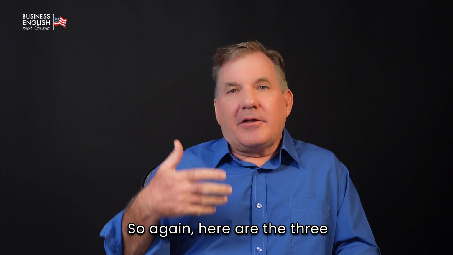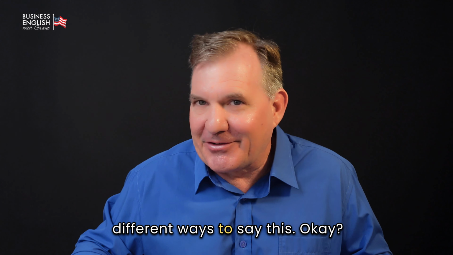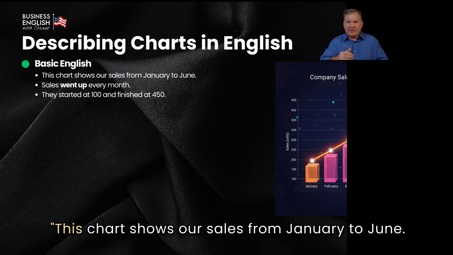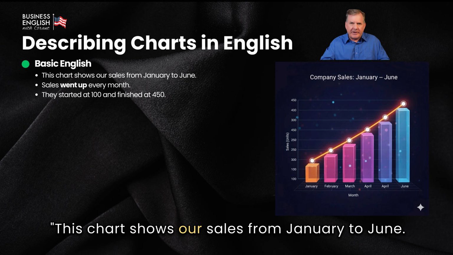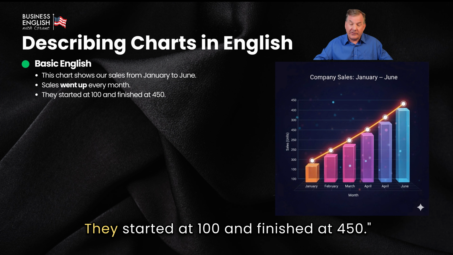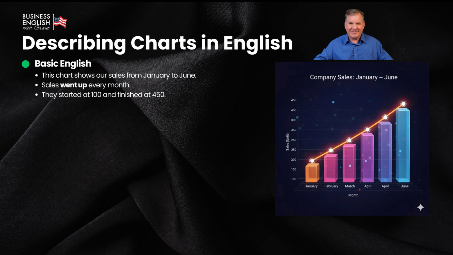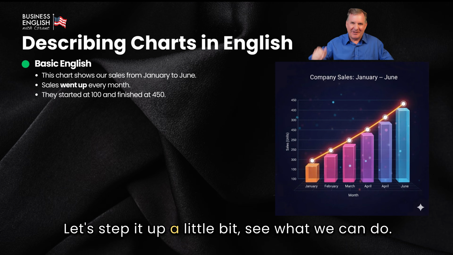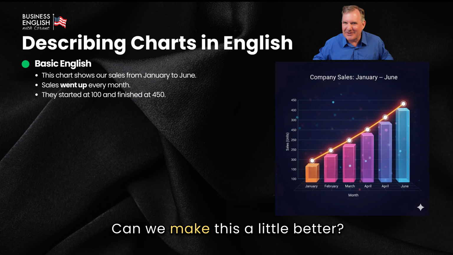So again, here are the 3 different ways to say this, okay? This chart shows our sales from January to June. Sales went up every month. They started at 100 and finished at 450. Let's step it up a little bit, see what we can do. Can we make this a little better?